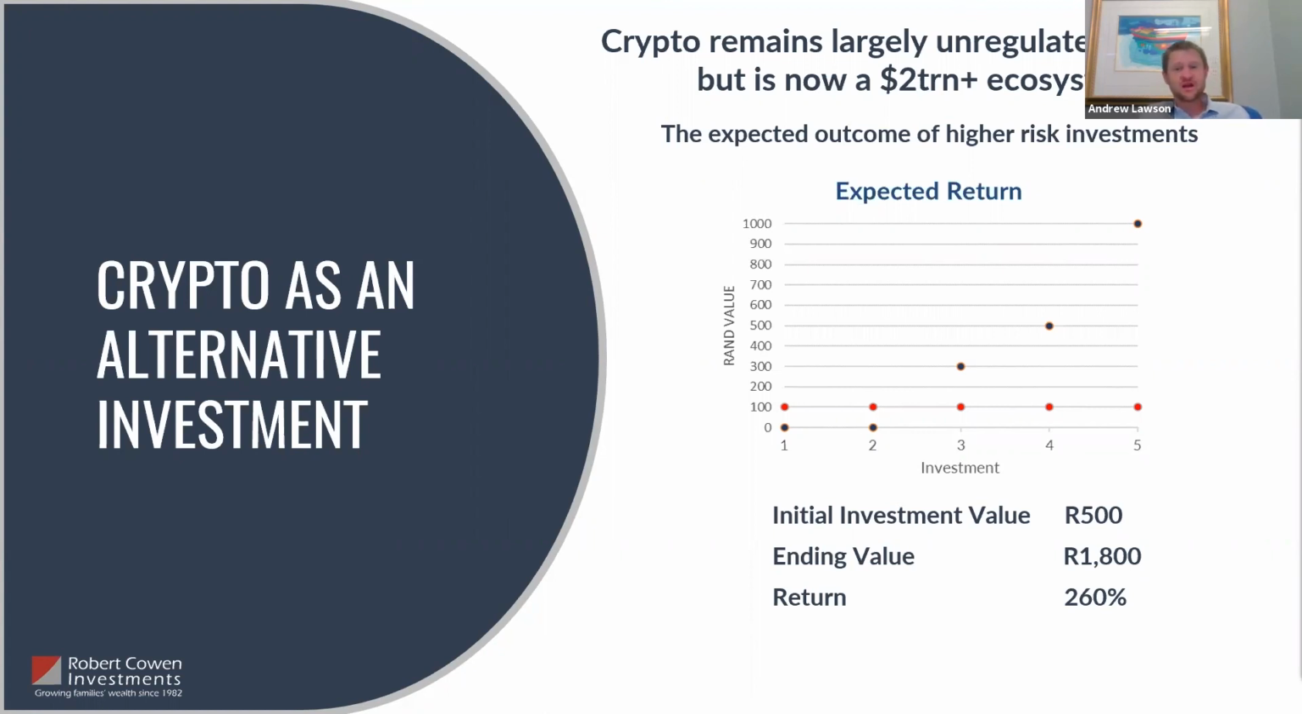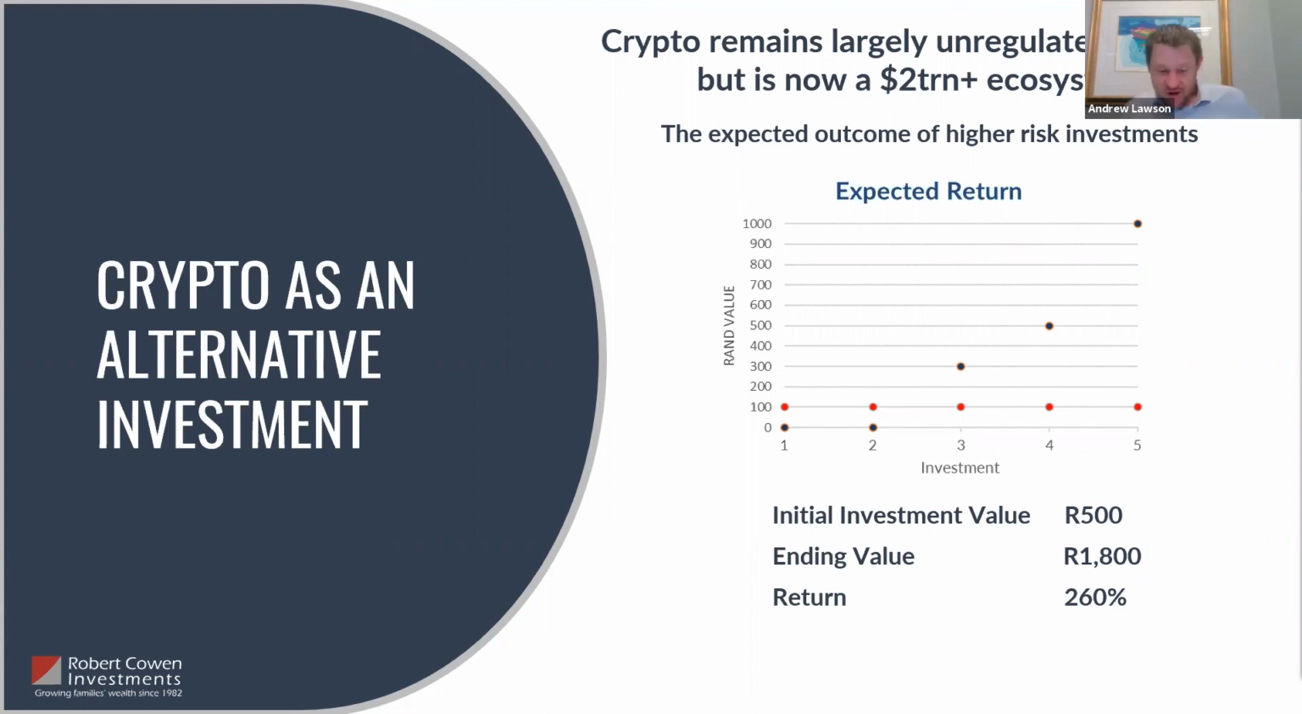One of them goes up 3 times, one of them goes up 5 times, and one of them goes up 10 times, which, to give you an idea, a 10-time return is 1,000%. It's not the kind of return that one would ever expect in the stock market. But given that scenario where your 2 investments have gone to zero, but the others have made multiple returns, you're looking at a total return of 260%.